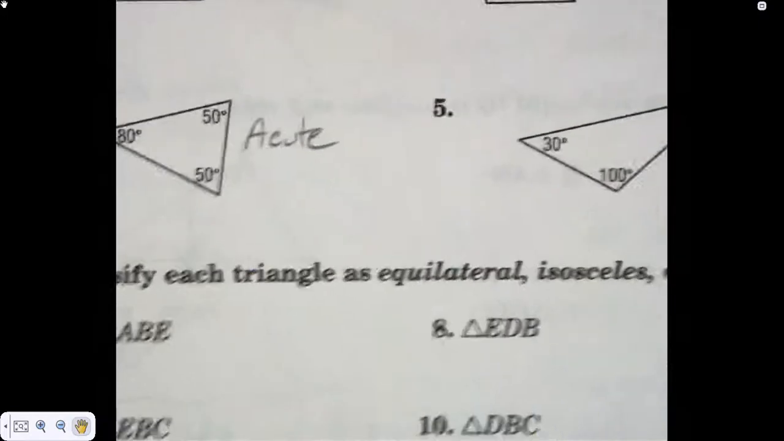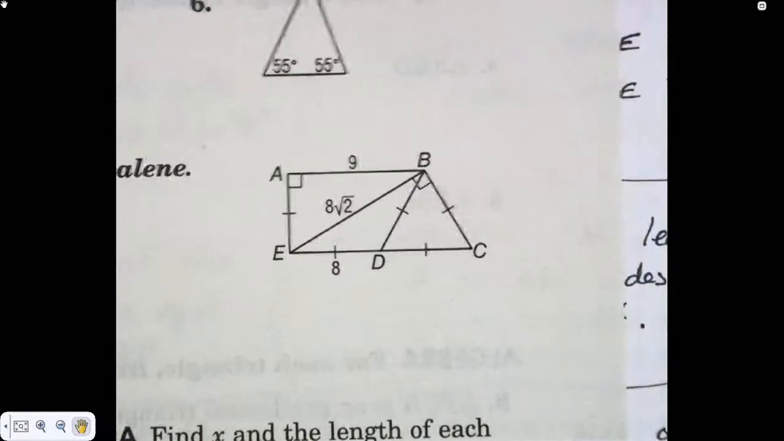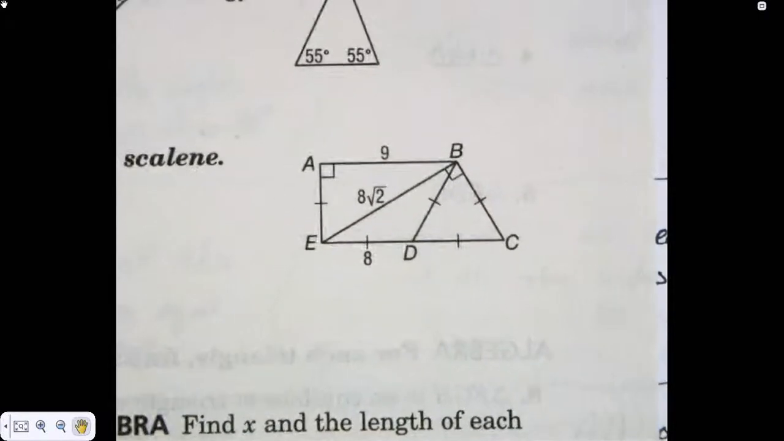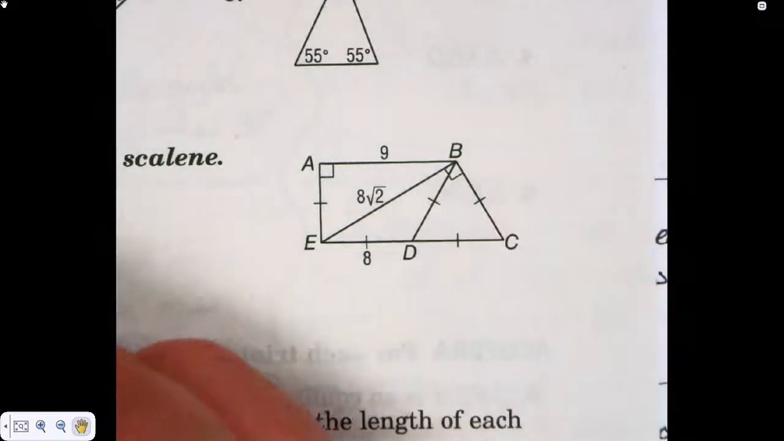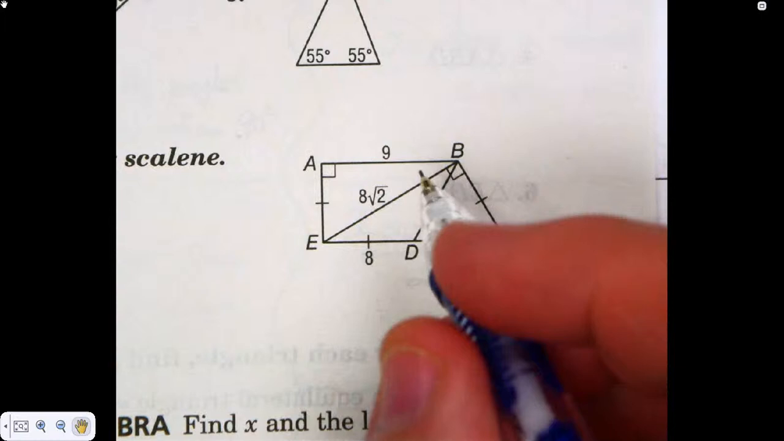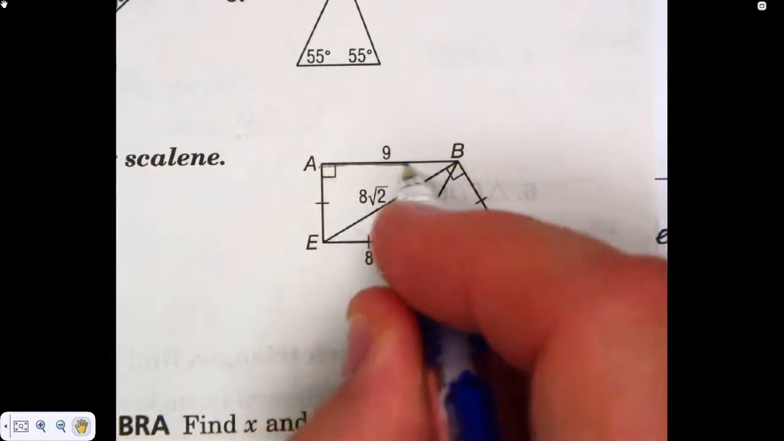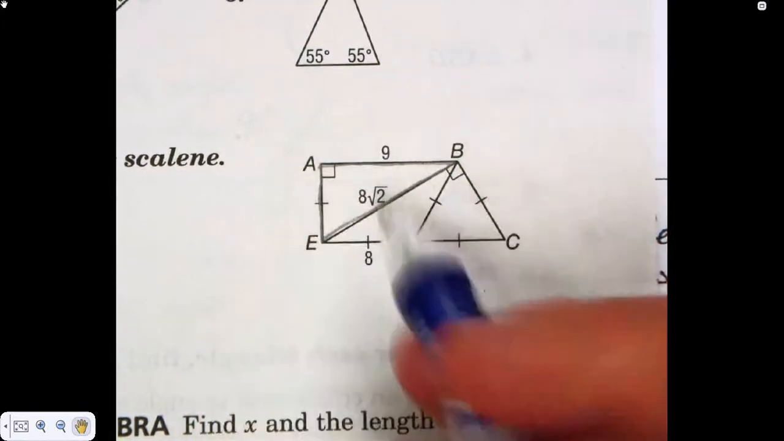Okay? Let's jump down to number 7 since we're doing 2 sections today. What I am going to do is zoom in on this picture, and we will talk about each one separately. Number 7, they want us to classify each triangle as equilateral, isosceles, or scalene. And here we're talking about triangle A to B to E. So you need to just shut everything else out of your mind, correct?